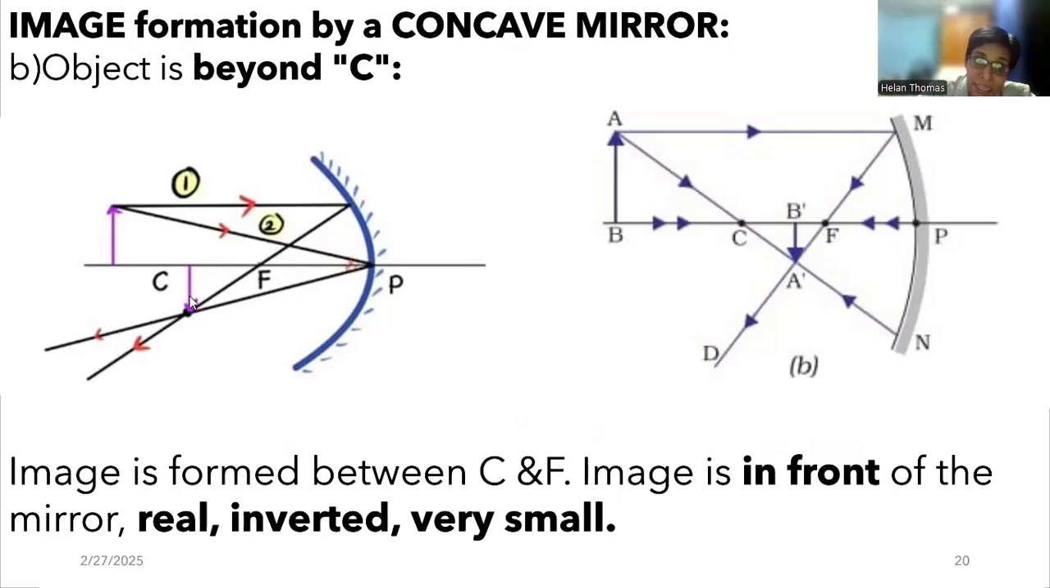The image is real. It is formed in front of the concave mirror. It's an inverted image and it is a small image. Okay, see the image. What are the qualities of this image?